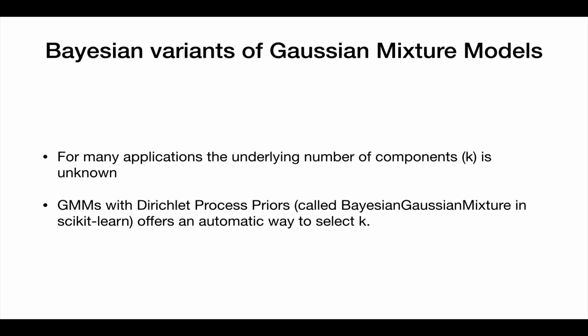Yet another nice feature of Gaussian mixture models is that there's an extension where we assign Dirichlet process priors to the different clusters. This actually allows us to not have to select K. We can instead just select an upper bound for K. This tends to work quite well, at least in the cases that I have experienced myself.